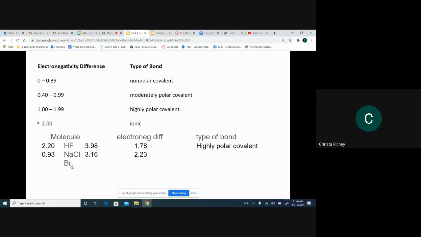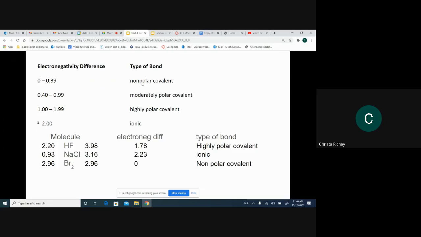Now, if it's the same element, what's anything minus itself? 2.96 minus 2.96, what is it? 0. So this is what is called nonpolar covalent. It is a nonpolar molecule.